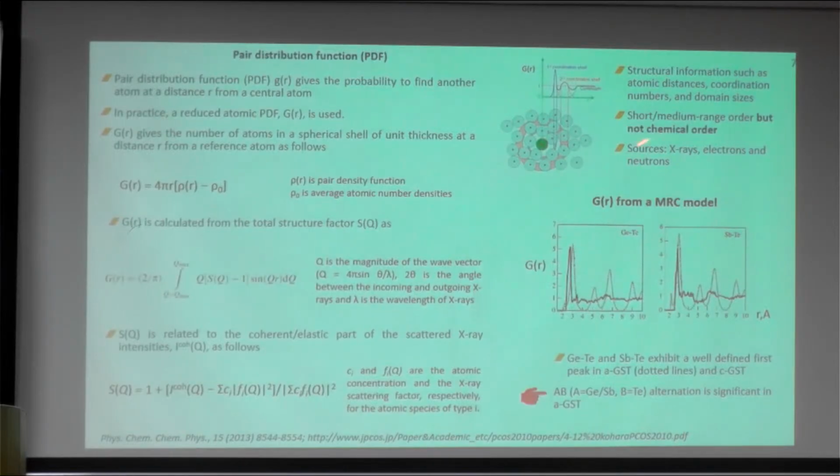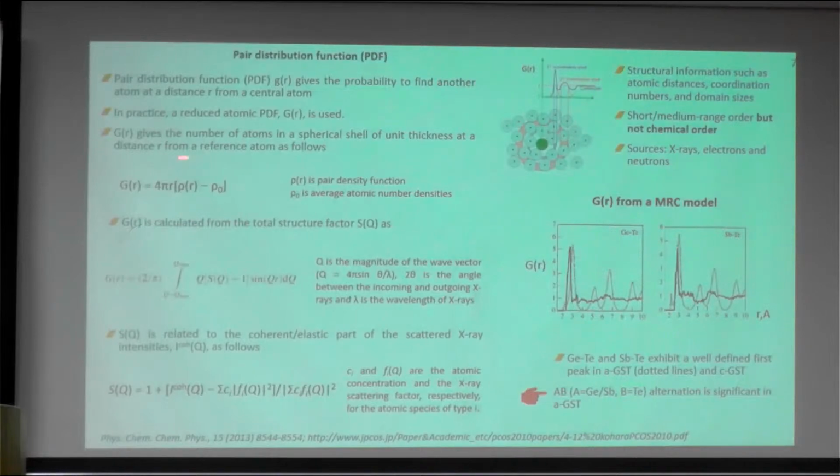You apply X-rays, electrons, and neutrons to study this short range order by PDF. Also, Monte Carlo simulation can give you this PDF. You can extract it. If you build your model, you can study it by this PDF. So in practice, this PDF is calculated from the so-called G(r). G(r) gives you the number of atoms in a spherical shell of unit thickness at distance r from a reference atom.